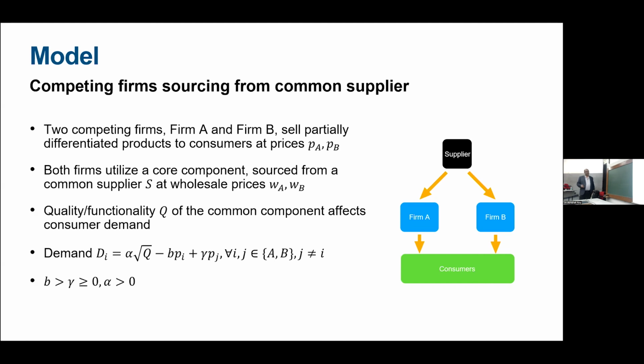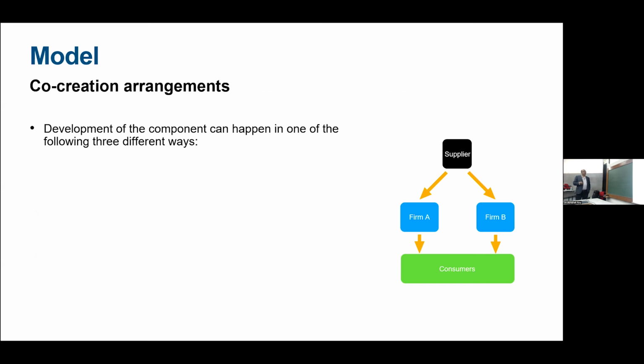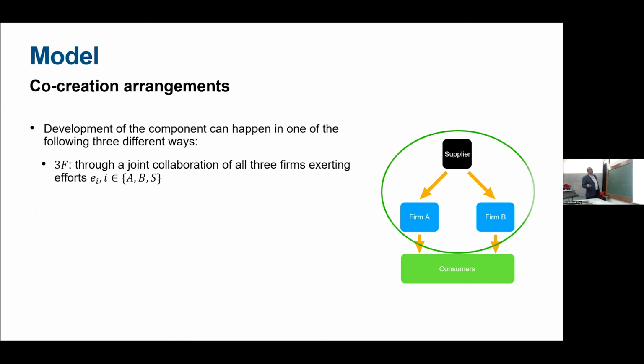Okay, let's look at the results. I'll go over what different co-creation arrangements are going to possibly look like. This component can be made in an altruistic world by the collaboration of all firms put together. Everybody says it's very important for us to do, and we are all going to come together, bring our complementary skill sets, and design the best component possible.